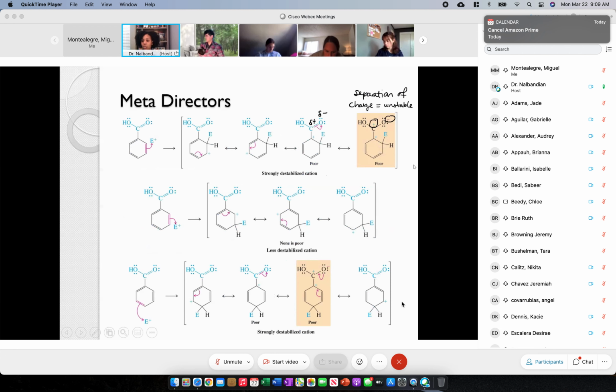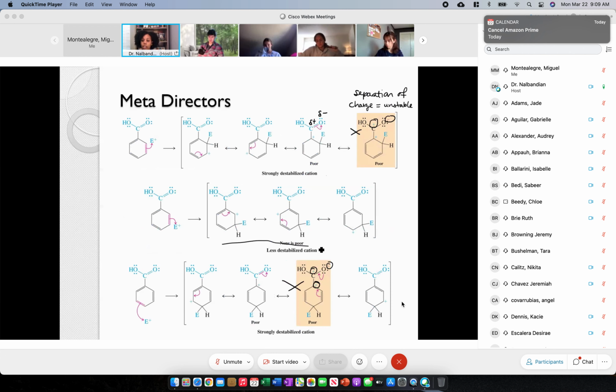Very unstable. Having two positive charges beside each other, very bad. You don't want to have two positive charges right beside one another. We get the same thing here, positive beside a positive, because this oxygen pulled away its electron density. And so we know that these are very poor contributors to the resonance form.